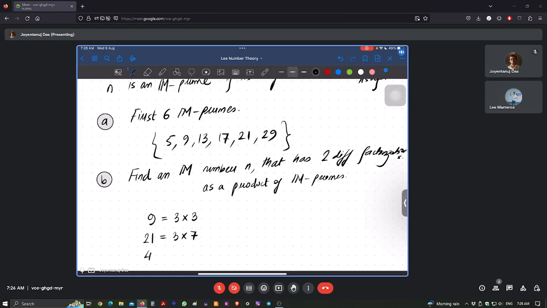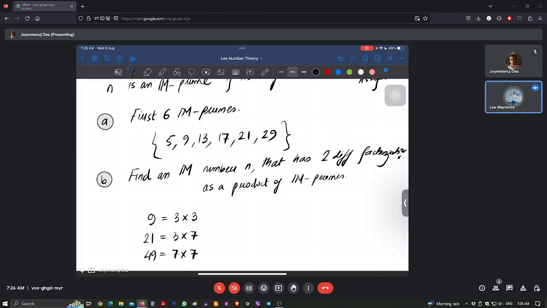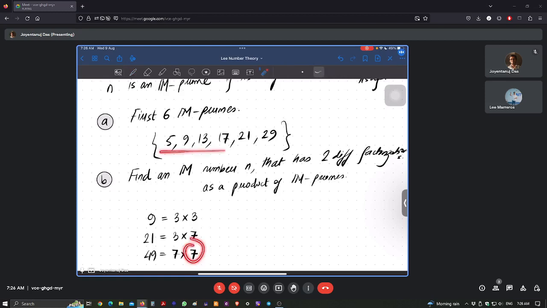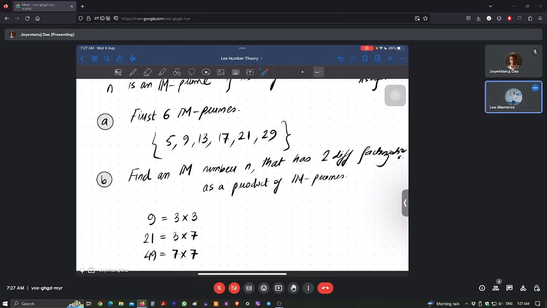And 49, if I take it, is 7 times 7. All of them are m primes, because 7 does not belong to this list. So this factorization does not work here. So 49 is also an m prime.